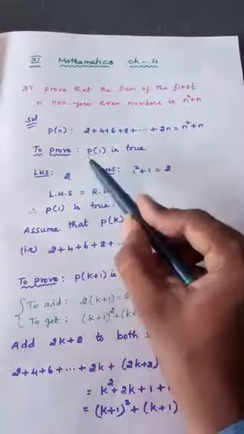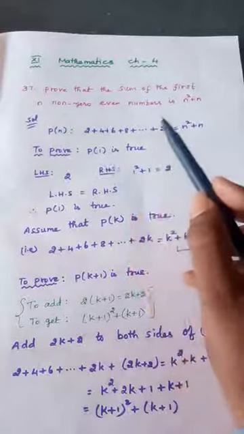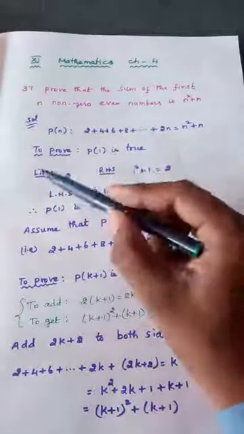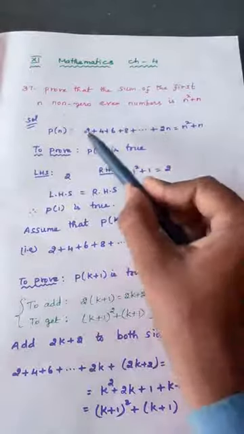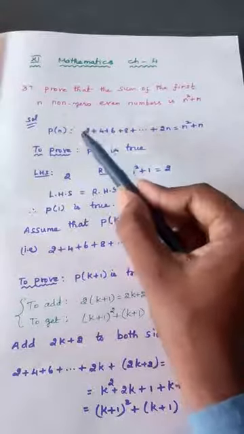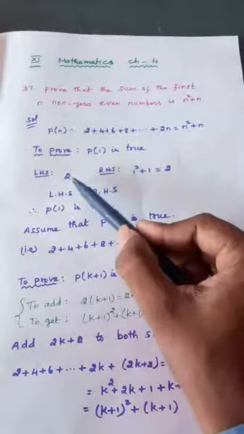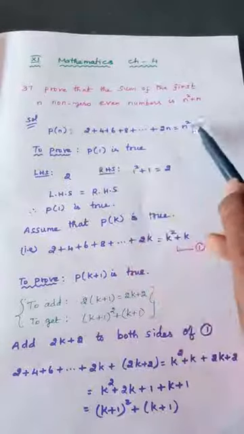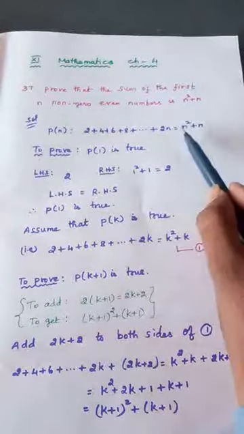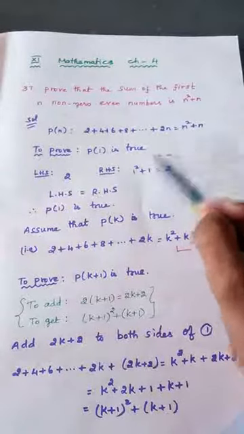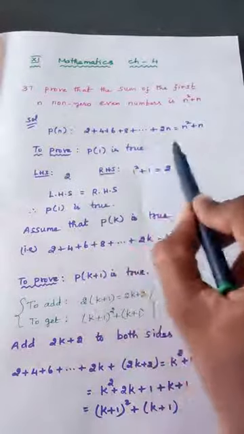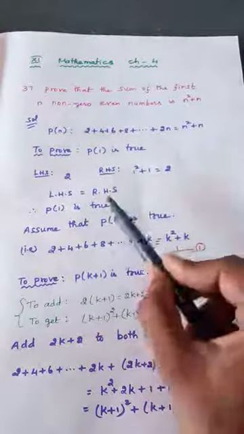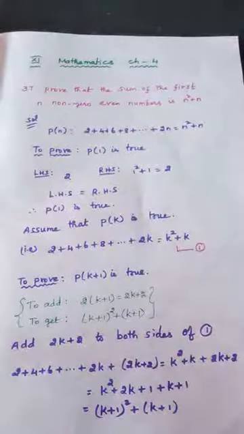So what is the first step? We have to prove P of 1 is true. P of 1 is true means first we take LHS. In LHS, P of 1, the meaning is I should take only one term. So the LHS value is 2. RHS, in that you substitute n equal to 1. So 1 square plus 1. Here also we are getting 2. Since both LHS and RHS give the same answer, we say they are equal. Therefore P of 1 is true. So we proved the first step. P of 1 is true.